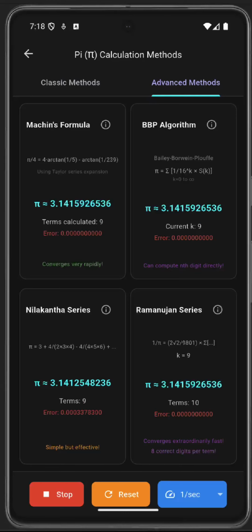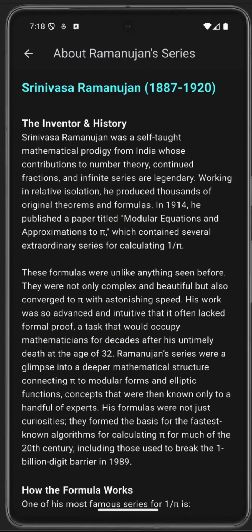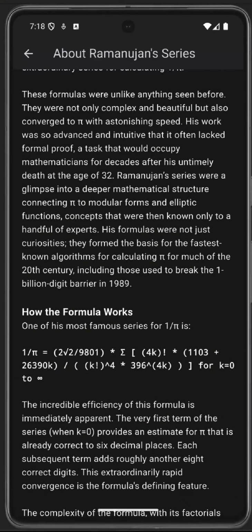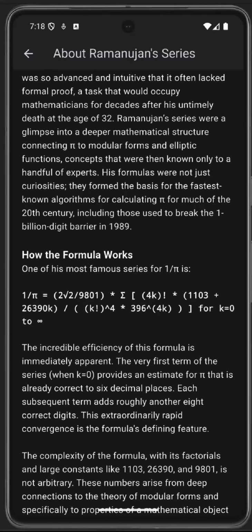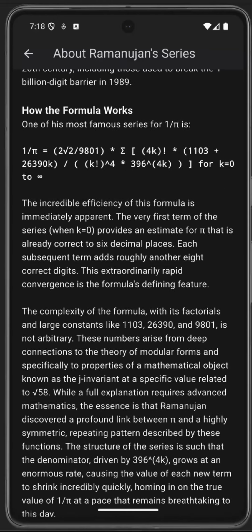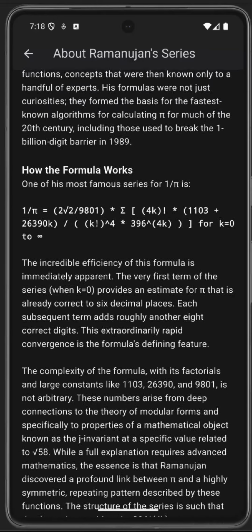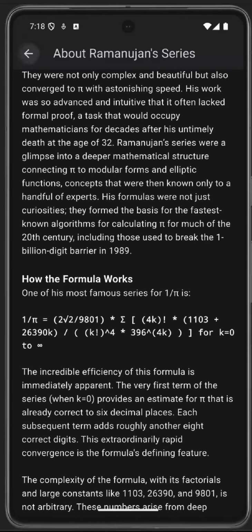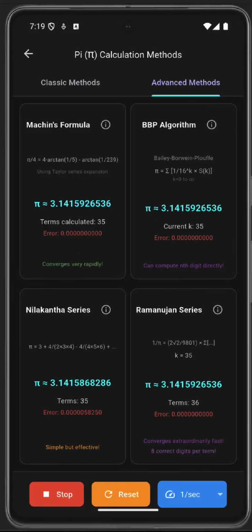The Ramanujan series, discovered by the brilliant Indian mathematician Srinivasa Ramanujan, are a family of formulas for pi that are astonishingly powerful. These series converge extraordinarily fast, adding multiple correct digits with each new term. They are much more complex than series like Leibniz or Nilkantha, involving factorials and large constants. Their incredible speed made them instrumental in modern, high-precision computer calculations of pi, pushing the known digits into the trillions.